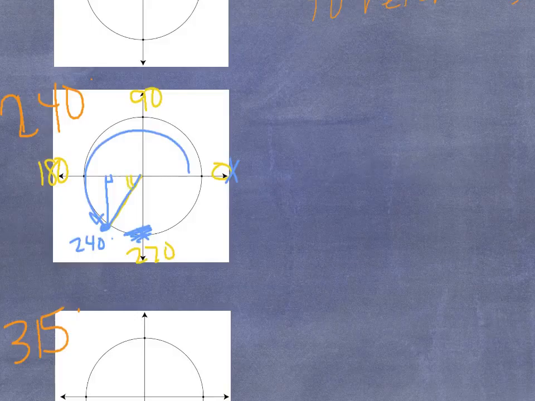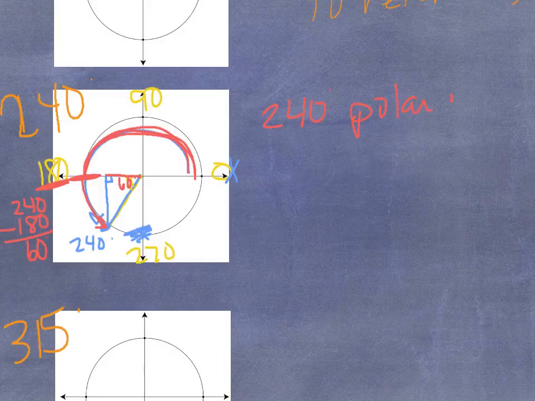Well, there's a couple different ways you can solve for that. I know this is 180, but I went 240. So I don't really care about that starting 180. I only care about how much I went after 180. So I'm going to take the 240 degrees and subtract off the 180 that I don't care about, and it's a 60 degree angle. So a 60 degree angle in there back to the x-axis. So a 240 degree polar angle has a 60 degree reference angle.